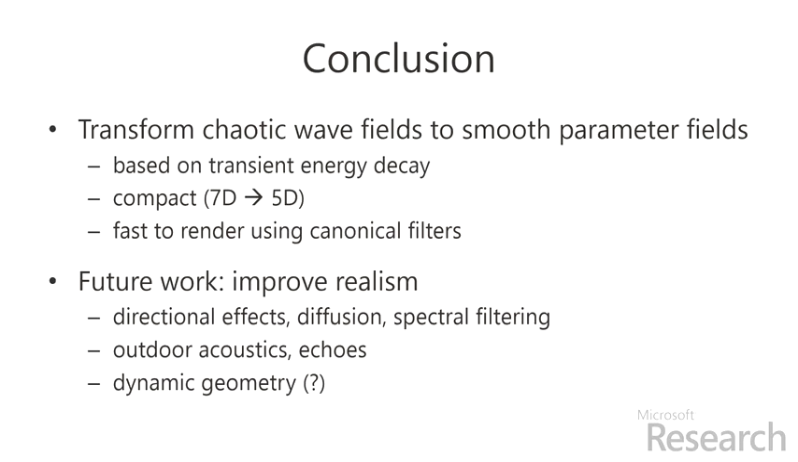This set of parameters is by no means complete, so we'd like to capture directional reverberation effects, sound diffusion, spectral filtering, and also outdoor acoustics is a big open area. There's limited literature on how to parameterize outdoor responses and also handle echoes. I'd emphasize that our simulations contain this information, but the challenge is how to encode that information compactly and render it fast. And finally, we'd also like to handle some dynamic geometry like doors and windows, but it's a precomputed approach. So dynamic geometry is the most challenging aspect.